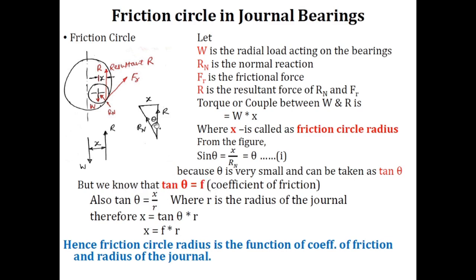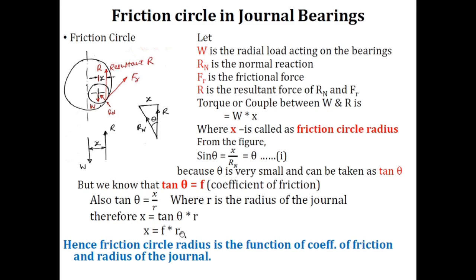So we can write for this figure tan theta is equal to X upon R. Here the radius R is actually shown. So tan theta is equal to X upon R, where R is the radius of the journal. Substituting in this case, we can write X is equal to tan theta into R. But tan theta is what? We have taken it as F. So substituting tan theta is equal to F, the coefficient of friction, we have got X, the friction circle radius, equal to F into R.